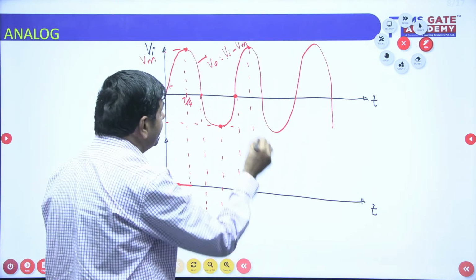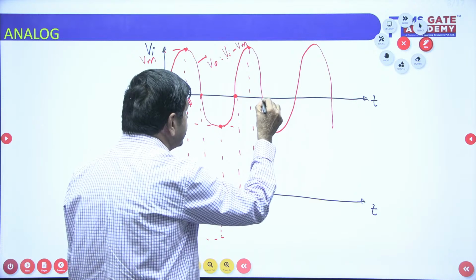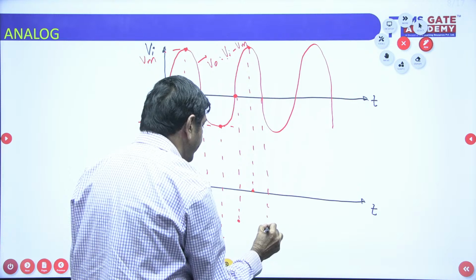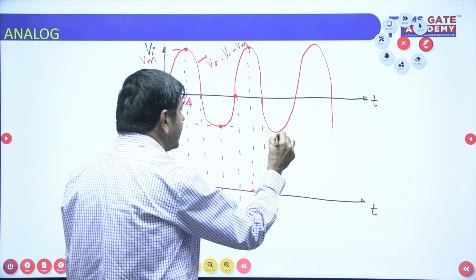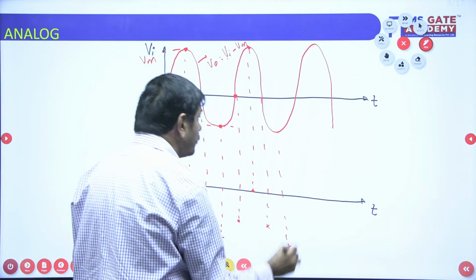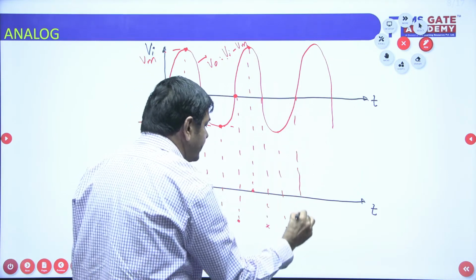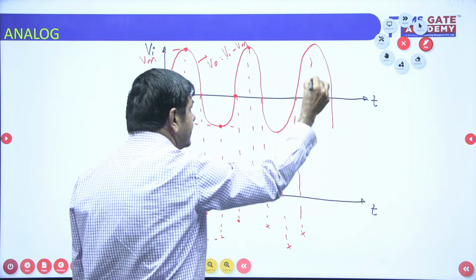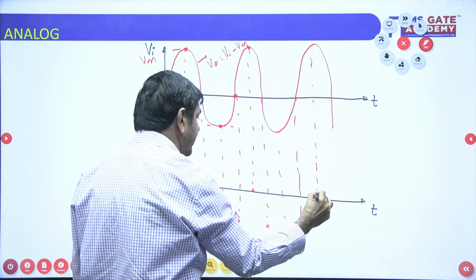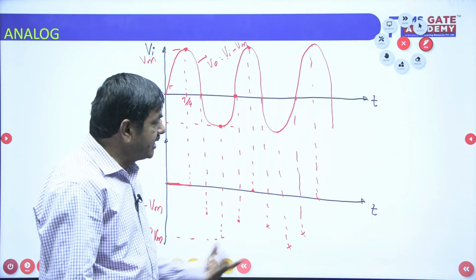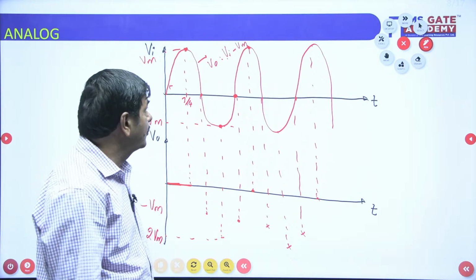The same thing is repeated. 0 means minus Vm here. Minus Vm means minus 2 Vm, just now I gave it, minus 2 Vm. 0 means minus Vm is possible here, and Vm means I will get the 0 voltage. Like that it goes. You combine all these points and get the shape of the output.